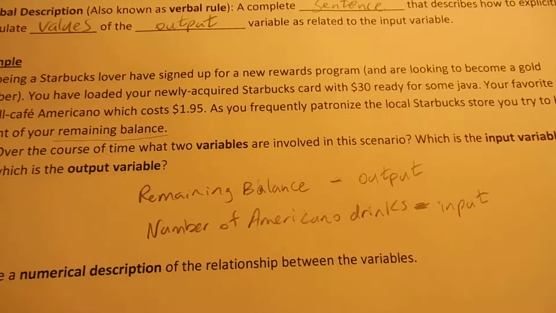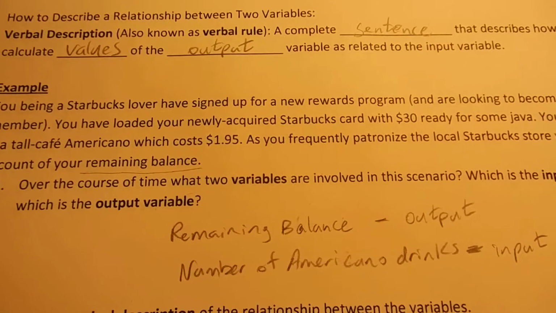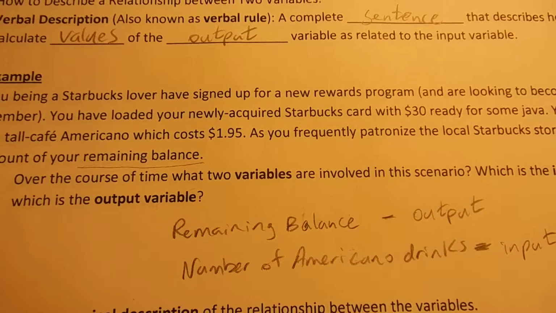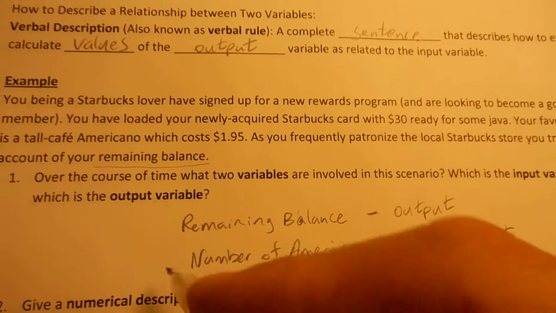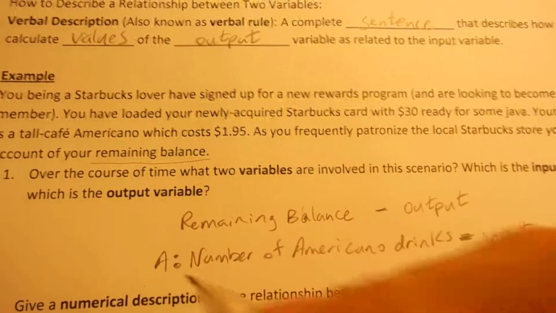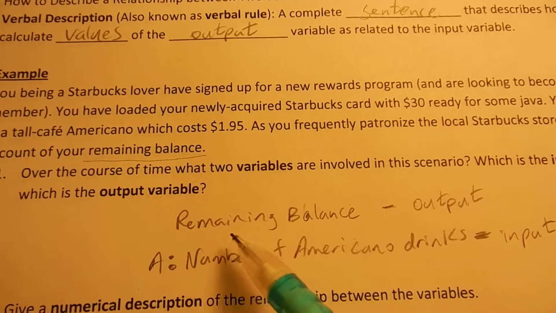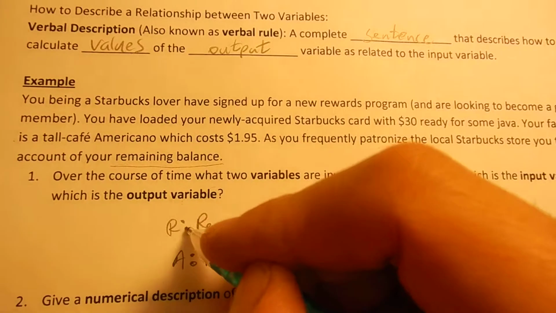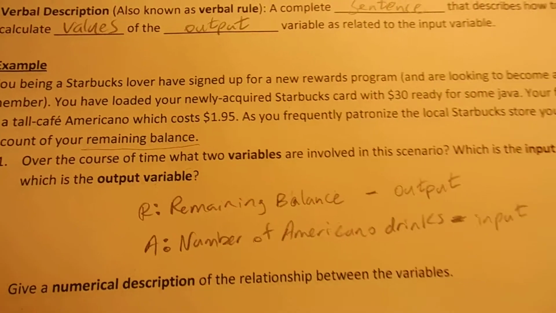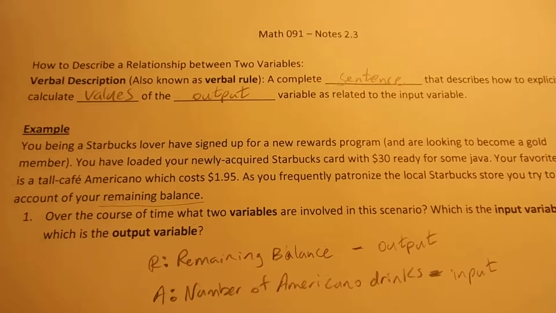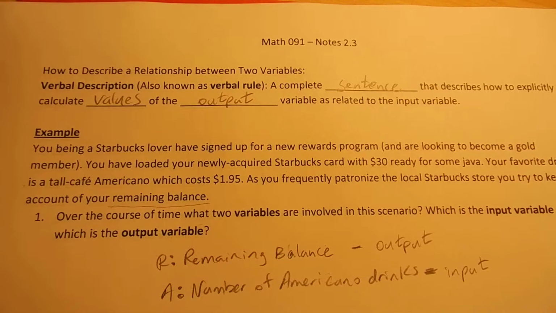And while we're at it here, we should give these variables a letter name. So number of Americanos, we can say A. Remaining balance, we'll call it B, or we'll call it R, I guess, for remaining balance. So this just reviews variables, and in our next video I'll talk to you about a verbal description.